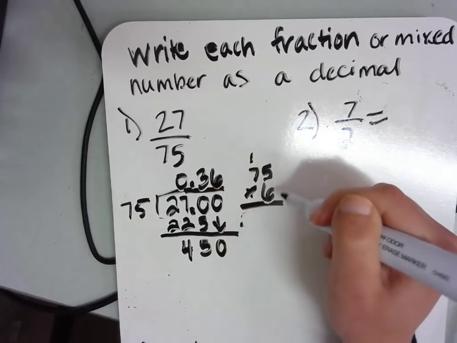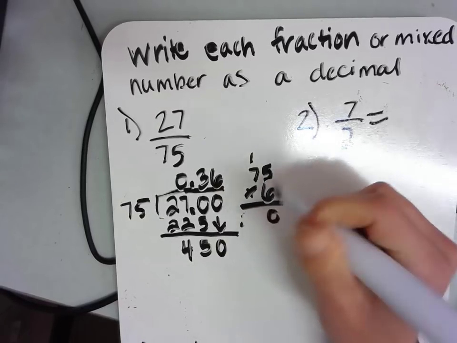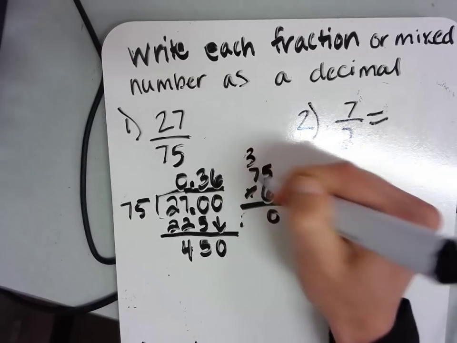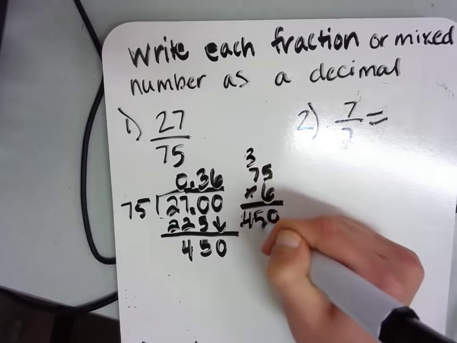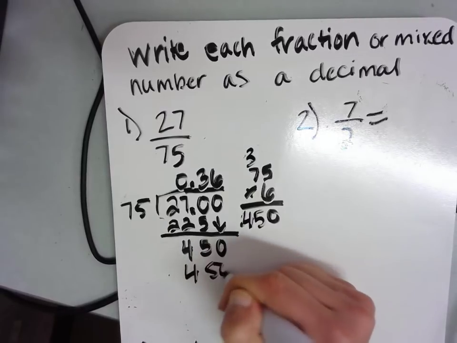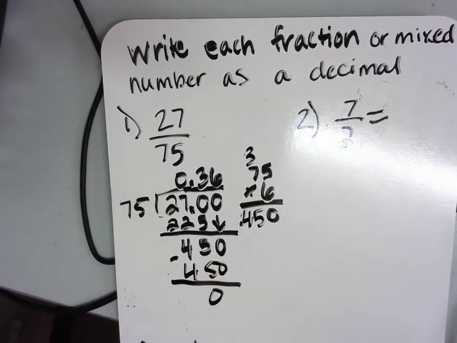So let's try. 6 times 5 is 30. That's 42 plus 3 is 45. And I'm done. So I have 36 hundredths as my answer for that one.